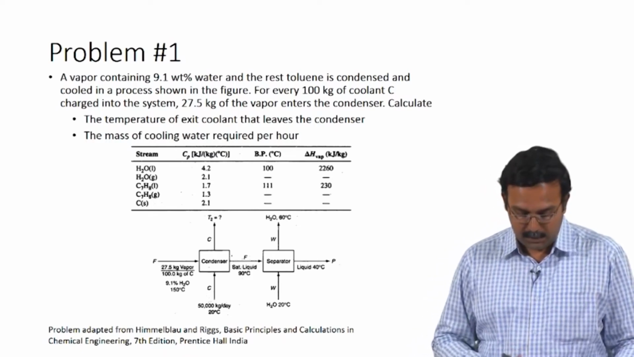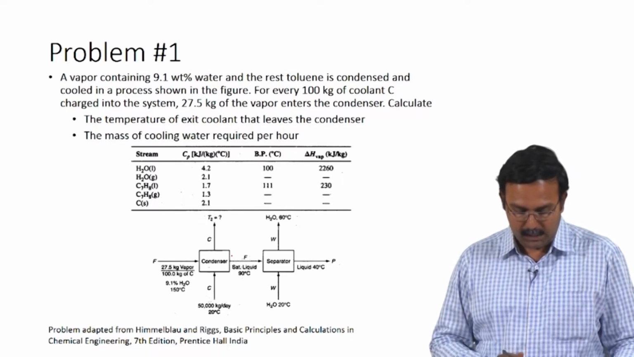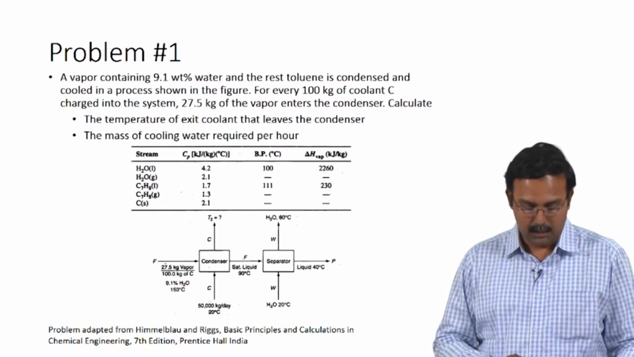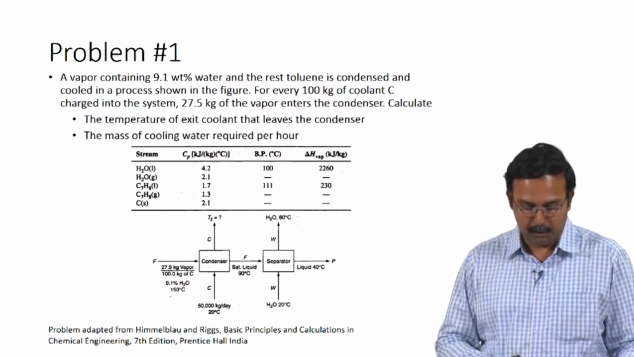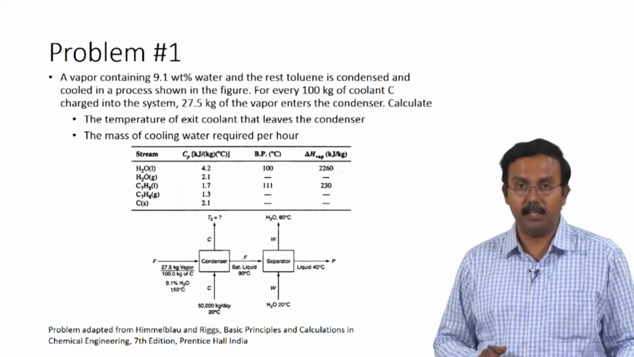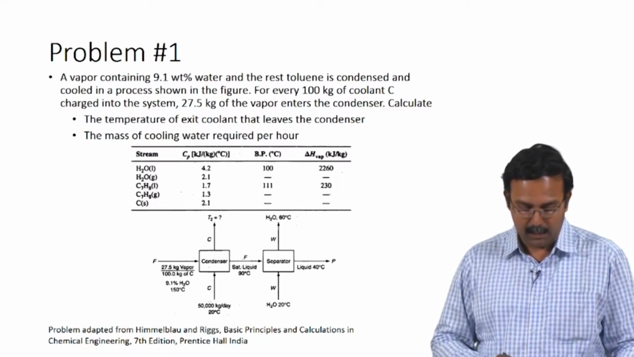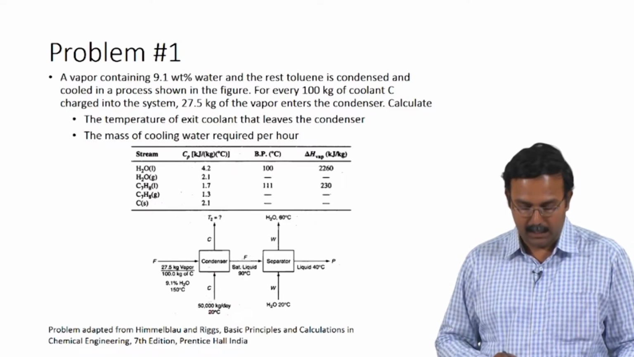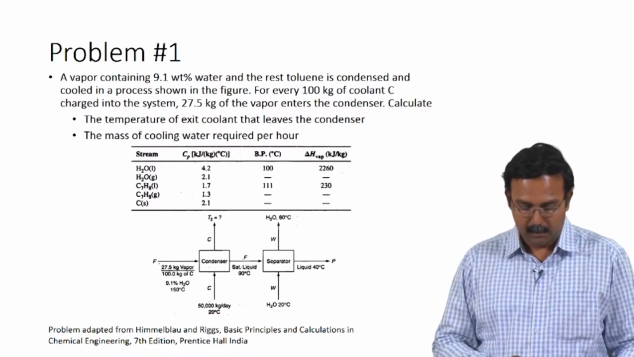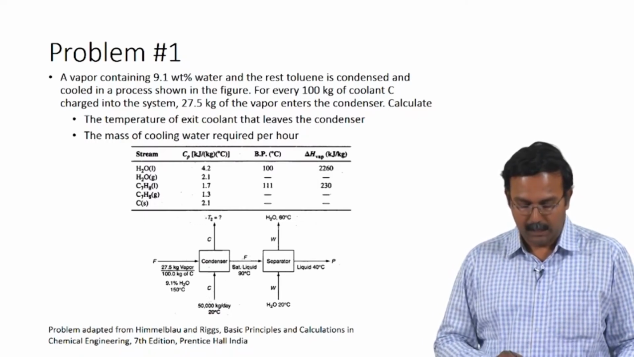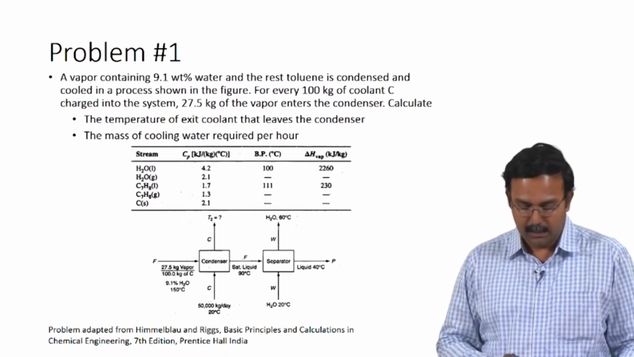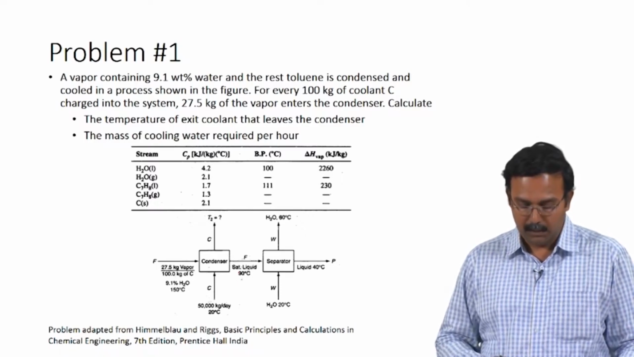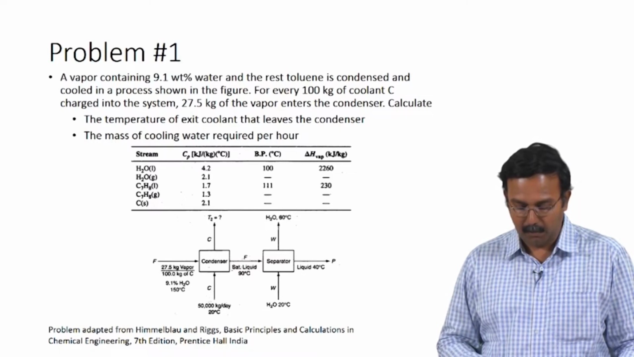So, we will look at this process, and what you see here is a vapor feed containing 9.1% water which is entering at 150 degrees Celsius. You have a coolant which is coming in at 50,000 kilograms per day and 20 degrees Celsius and entering the condenser. The vapor gets cooled because of the action of the condenser. So, I have the coolant and you have a saturated liquid containing both water and toluene which is coming into the stream F which is leaving the condenser.